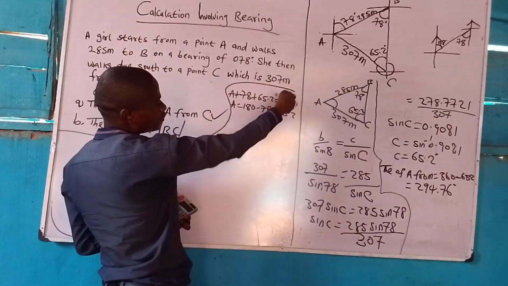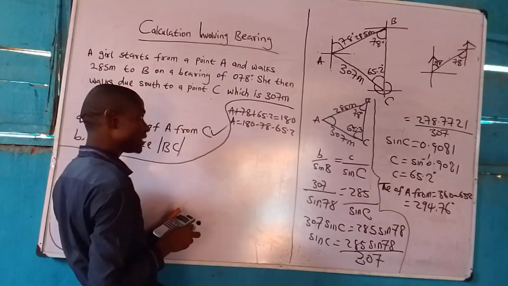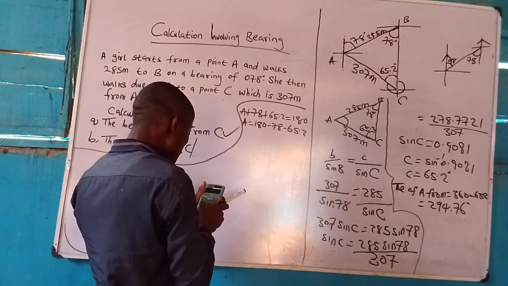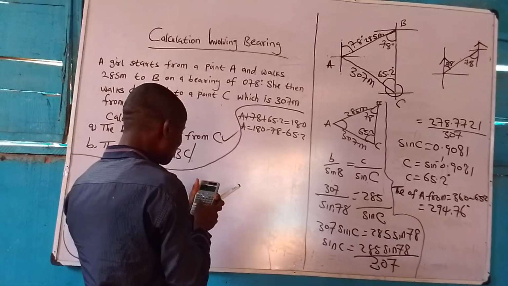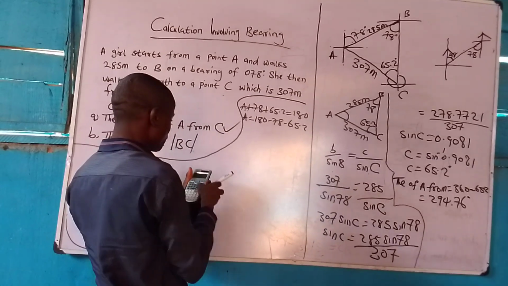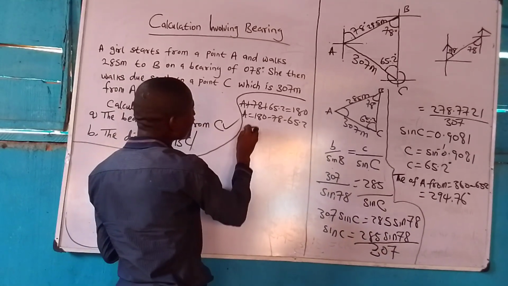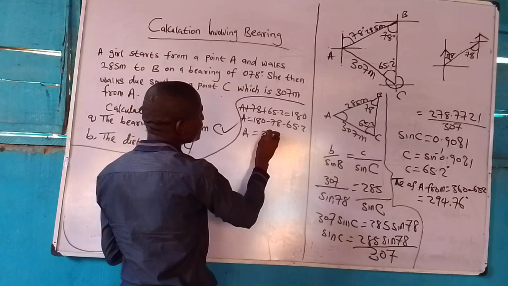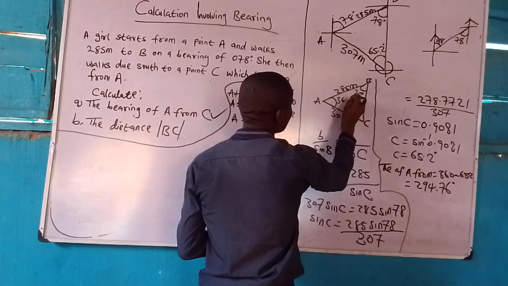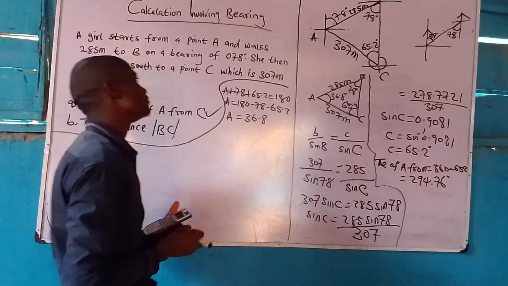All this will cross to the other side. That is collection of like terms, right? So you just punch into your calculator 180 minus 78 minus 65.2. That will give us what? It will give us A equal to 36.8. That means our angle here is 36.8 degrees. Now what are we going to do now?